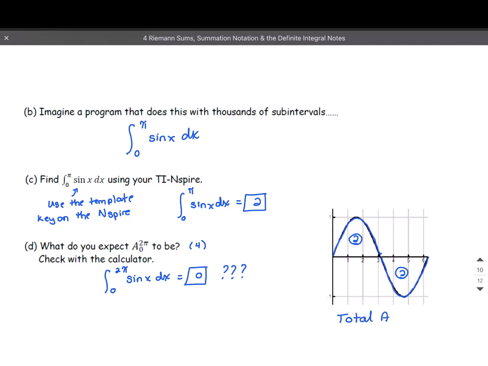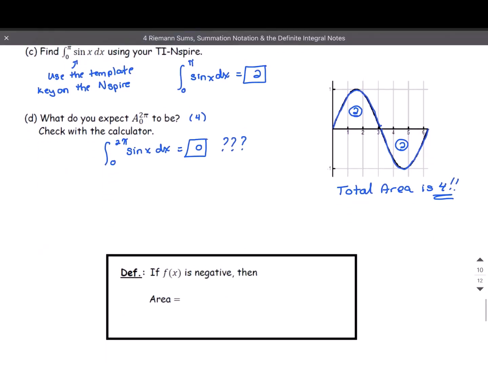So the total area is 4, okay? But if f of x is negative, then the area is the negation of the integral from a to b of f of x dx. The integral gives us signed area, okay? So the top part, it gives an area of 2, and the bottom part, the integral is giving an area of negative 2, which is why when it adds it together, we get 0.